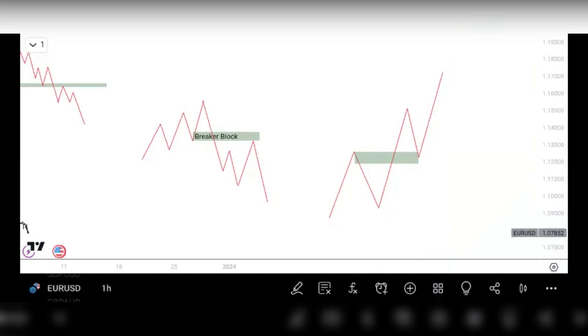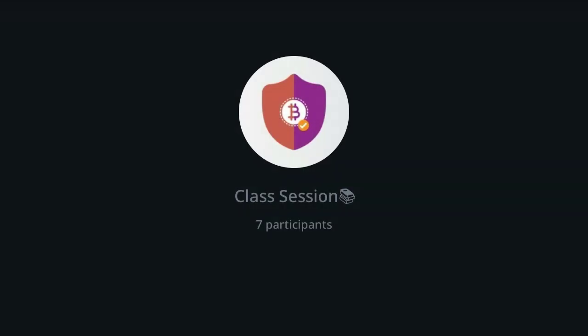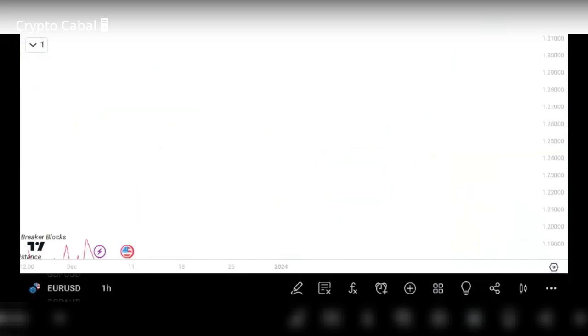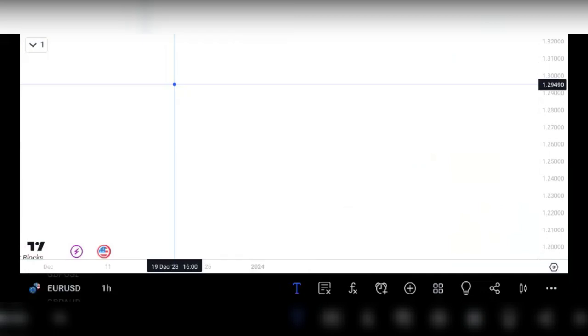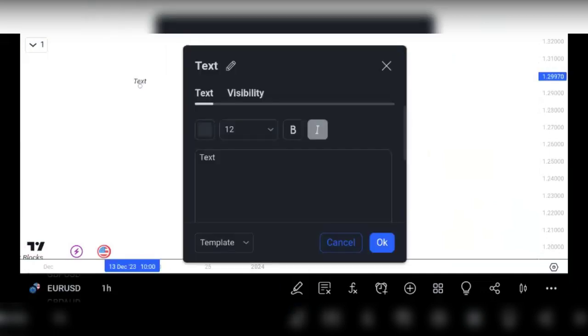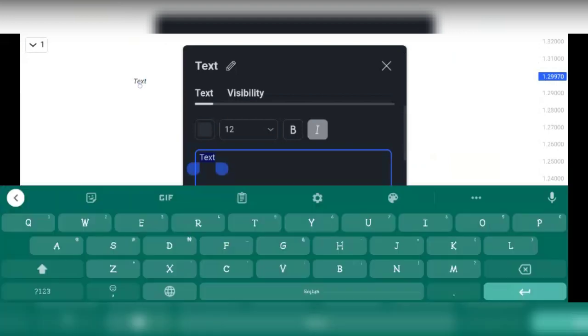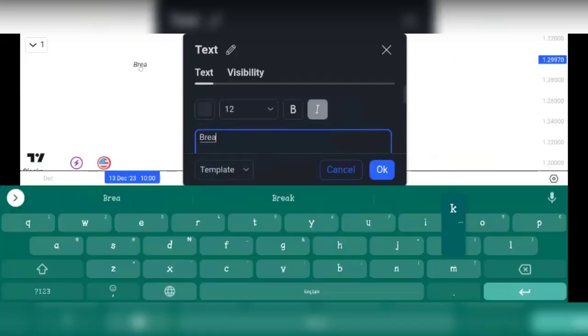Now we have little rules or some things to consider before actually using a breaker block. Now, a breaker block is used for what? Breaker blocks are used for continuations. Breaker blocks are used for continuation trades.